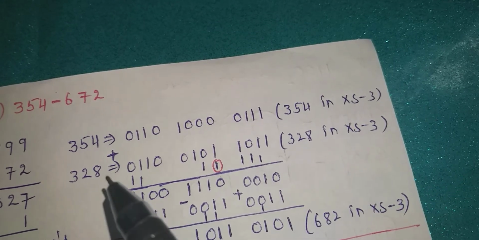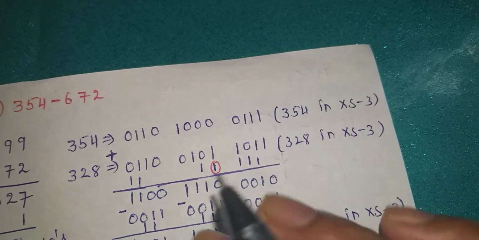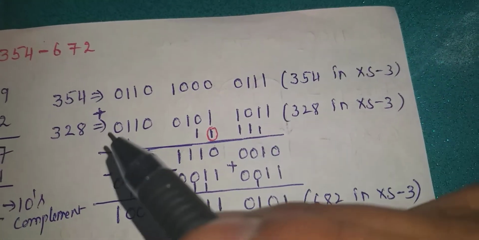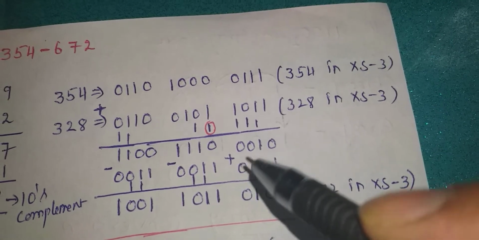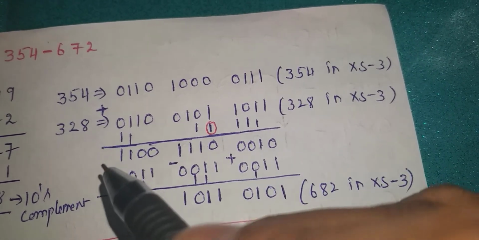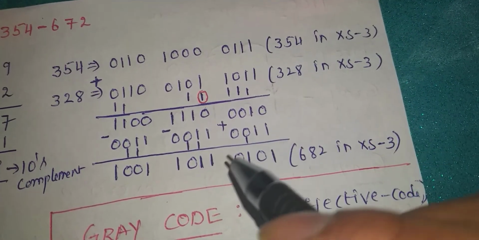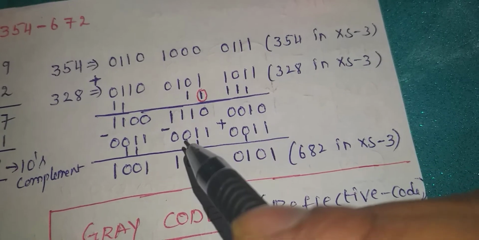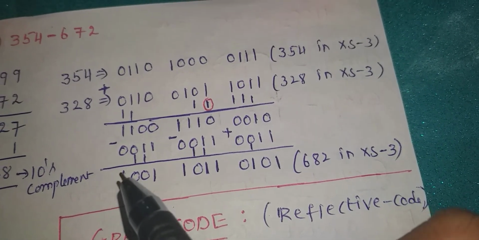Then 3 plus 3 becomes 6, 2 plus 3 becomes 5, 8 plus 3 becomes 11, which is 328 in excess 3. Now if you observe that after performing addition, there is a carry here, therefore I have to add 3 here. Now there is no carry, I have to subtract 3 here. Here also there is no carry, I have to subtract 3 here. Okay, now if you observe that after performing all this, addition and subtraction, there is no carry, since carry is not generated, the result is negative.